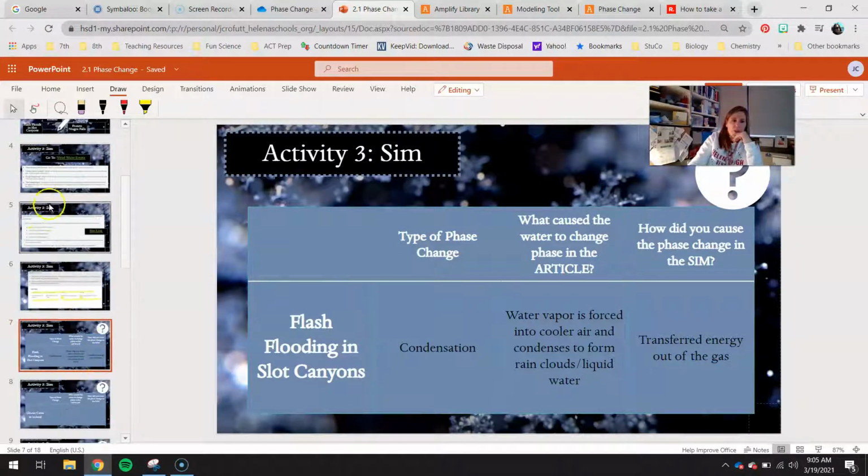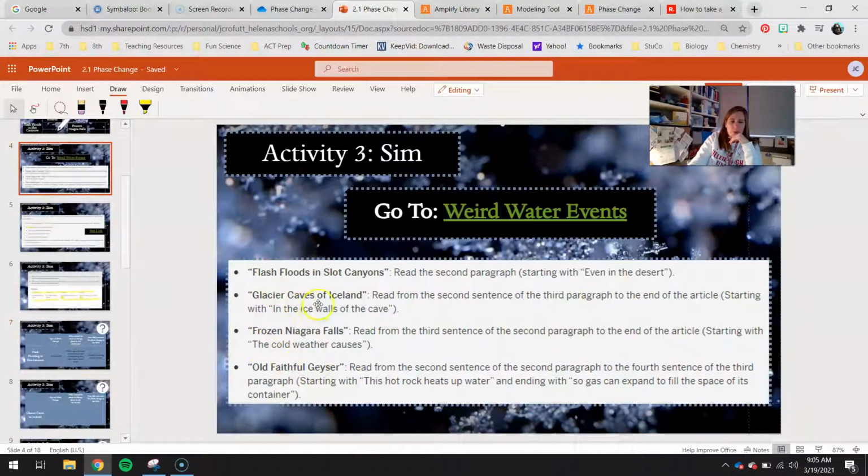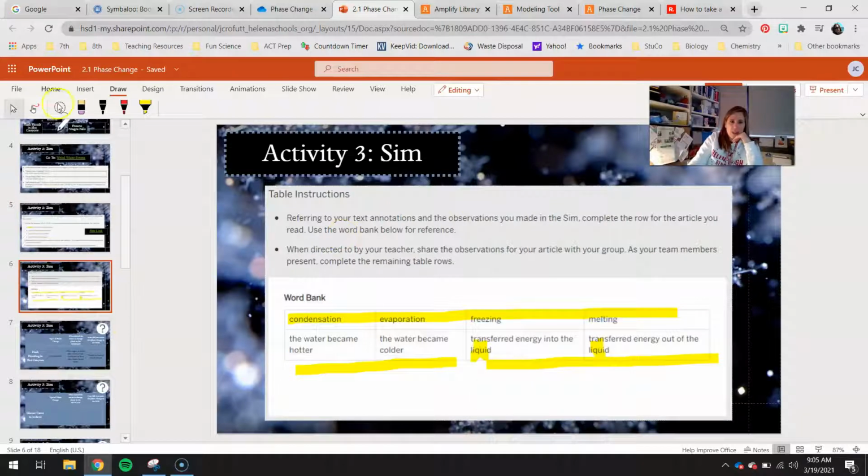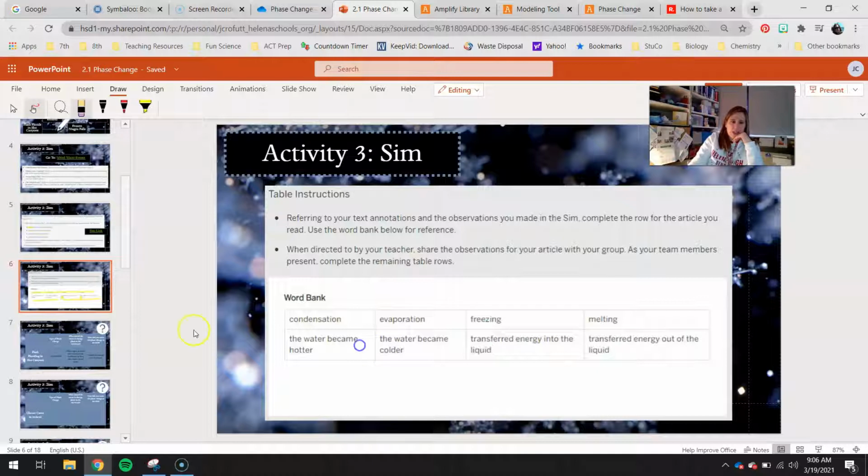You will figure out where you need to find the information for glacier caves, frozen Niagara Falls, and Old Faithful. You will read that little paragraph, and then model those in the sim. Again, start with solid for glacier caves, and liquid for both Old Faithful and frozen Niagara Falls. Then make the necessary changes to the energy to show the phase change that you saw in the weird water events. Then you'll use the words in the word bank to fill out your data table.